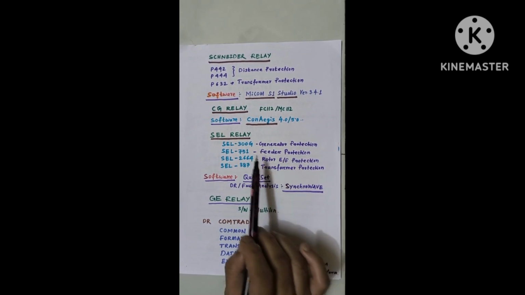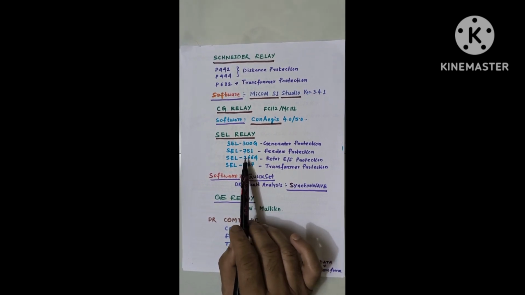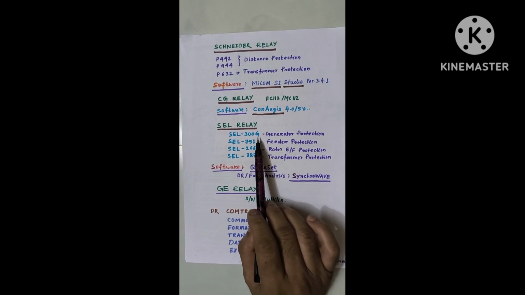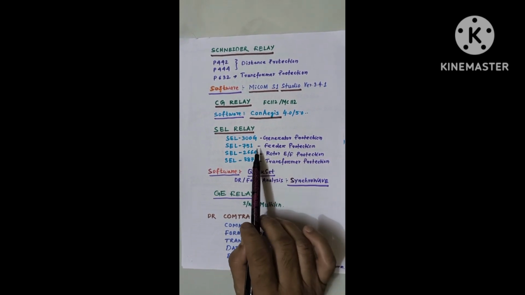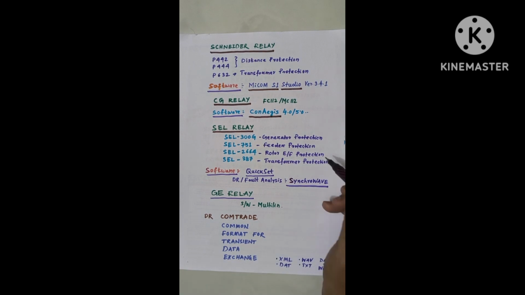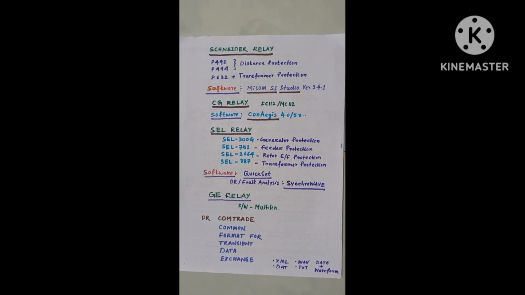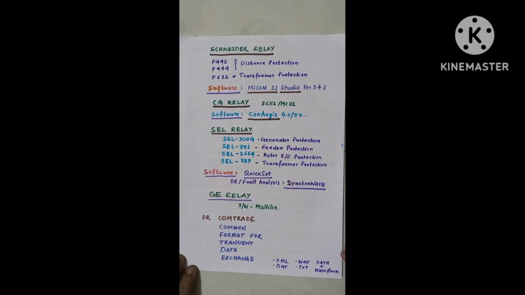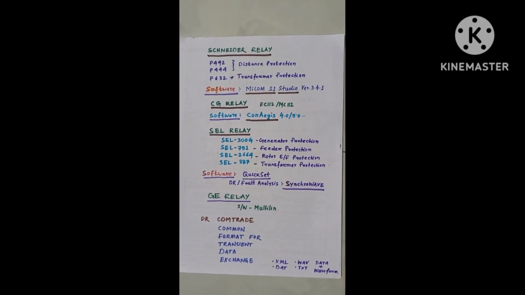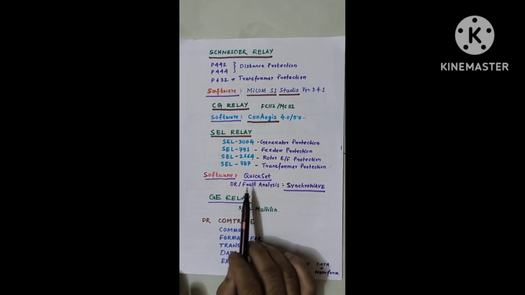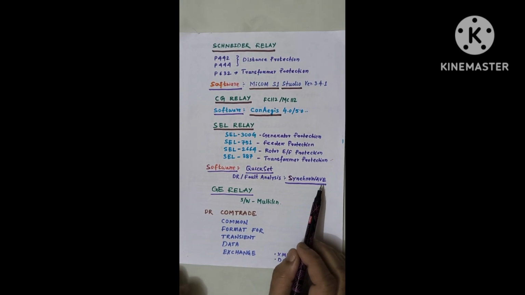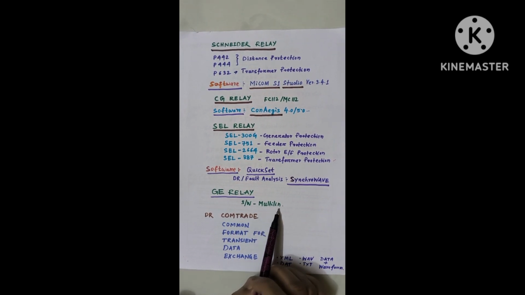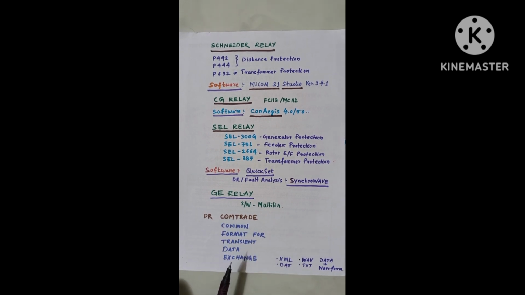For SEL make relays, like SEL 300G, SEL 751, SEL 2664 or SEL 387, 300G is utilized for generator protection, 751 is utilized for feeder protection, SEL 2664 is utilized for rotor earth fault protection, and SEL 387 is utilized for transformer protection relay. For the software we are utilizing QuickSet, and for DR fault analysis SynchroWAVE software is utilized. For GE make relays, similarly Multilin software is utilized.